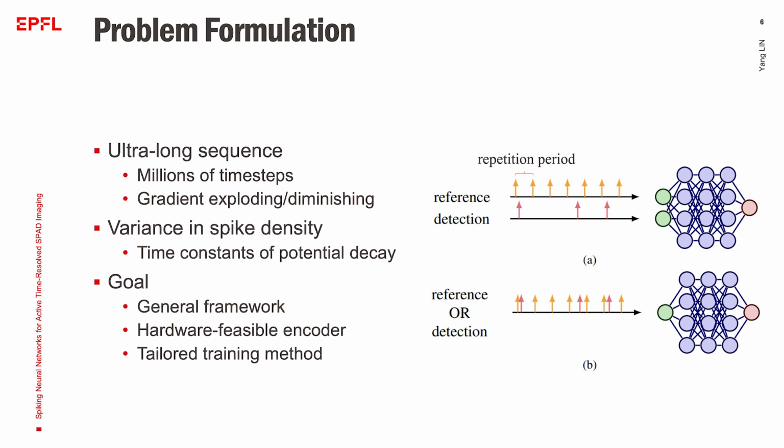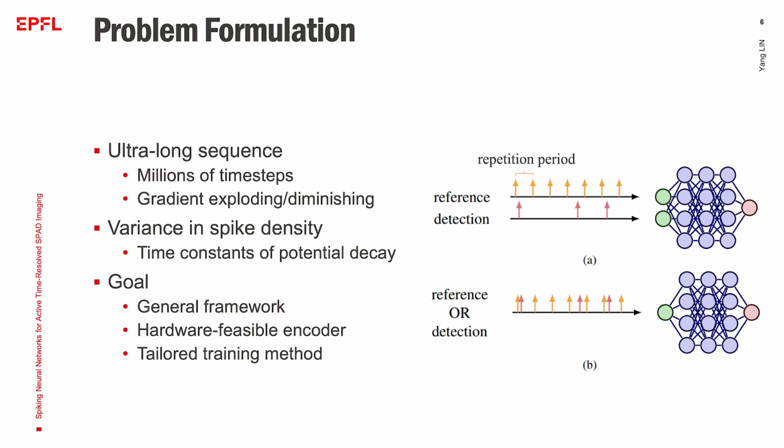These blank repetition periods lengthen the sequence. To get high temporal resolution and enough signals for processing, millions of time steps are required, which reduces the energy efficiency and, what's worse, creates the gradient exploding and vanishing problem during training. These blank repetition periods also change the spike density, which poses a bigger challenge for SNNs.